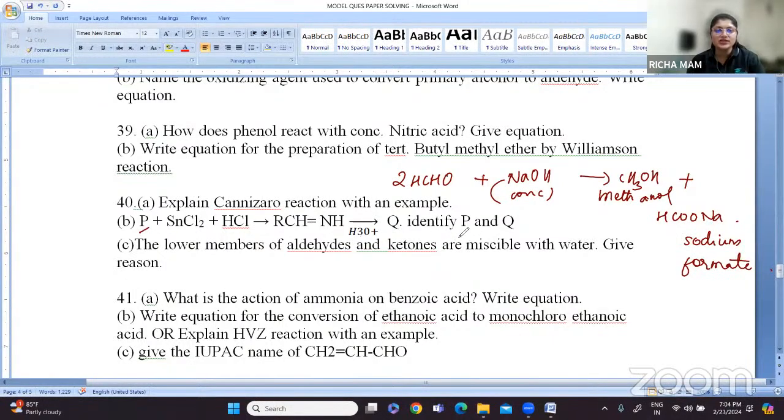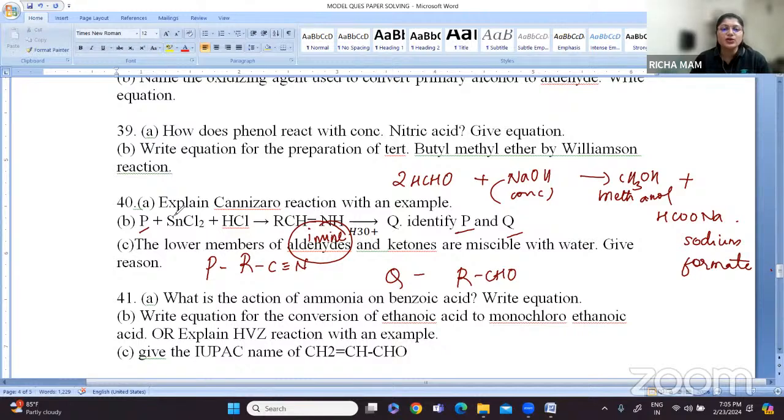Okay, next. Identify P and Q. What is P? This is imine formation. The intermediate formed is imine. So what will be the product? P will be your nitrile group and Q is your aldehyde. When nitriles react with tin chloride in the presence of HCl, you get an intermediate which on further hydrolysis gives you an aldehyde.